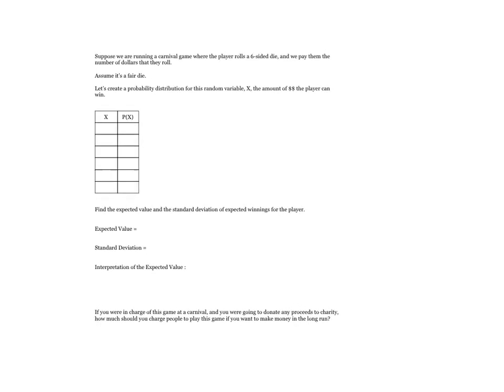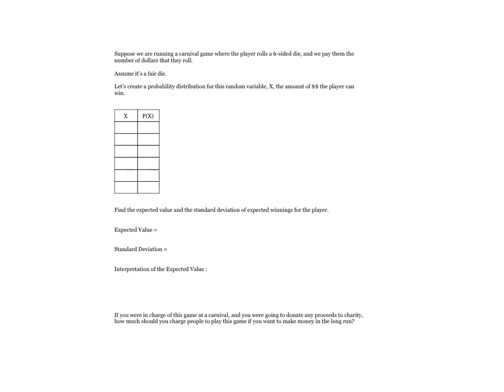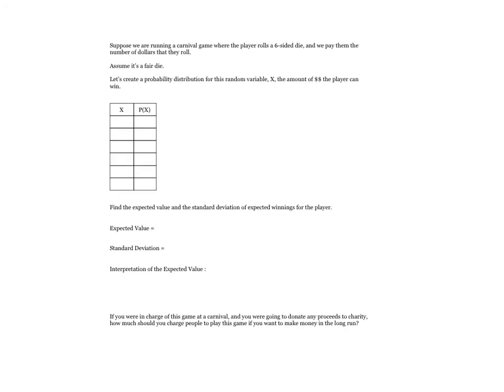Now, I'd like to show you one more example of how this can be used. Suppose we're running a carnival game where the player rolls a 6-sided die, and we pay them the number of dollars that they roll. So if they roll a 4, we give them $4. If they roll a 6, we give them $6. If they roll a 1, we give them $1. Kind of an easy game to play. We're going to assume it's a fair die, so there's no trickery involved here.